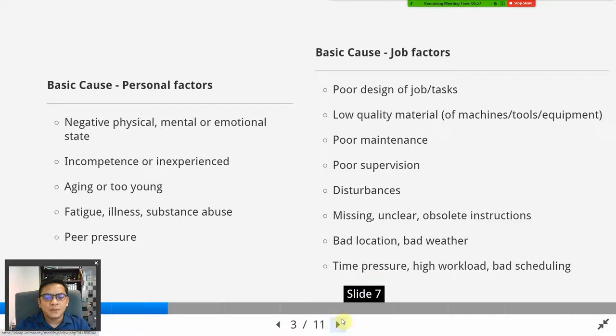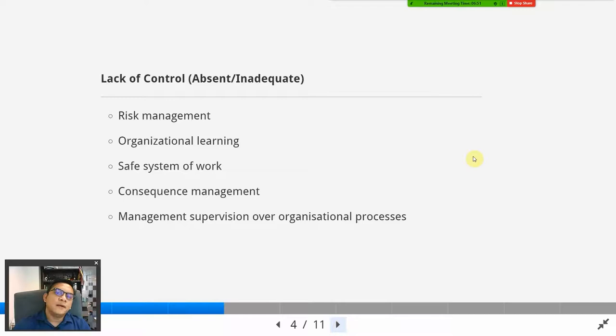And also after that, you have to ask why all of this is happening. And the main reason why the basic causes and the immediate causes are happening is lack of management control. Lack of control. There may be no control at all. Or if there is a control, it's inadequate, tak cukup.